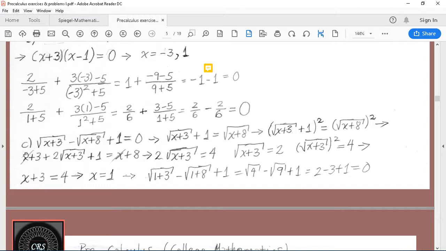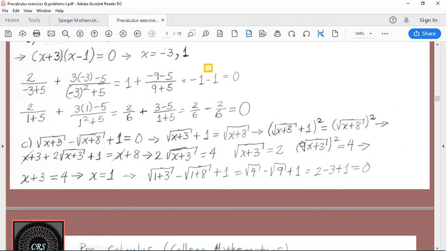So these two x's cancel out. Here we have 2 times the square root of x plus 3. We send the 3 to this side plus the 1. So that's 8 minus 3 minus 1. That's 8 minus 4, which is 4. We send this 2 over here to divide. So that 4 divided by 2 is 2, and so we are left with the square root of x plus 3 equals 2. We square both sides.